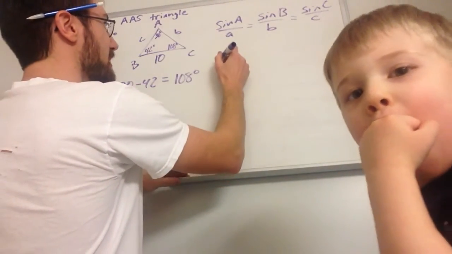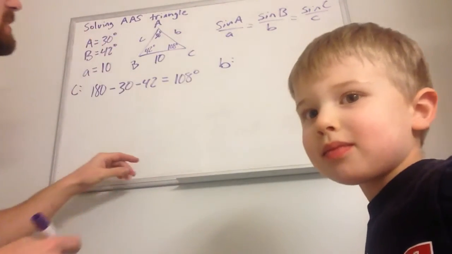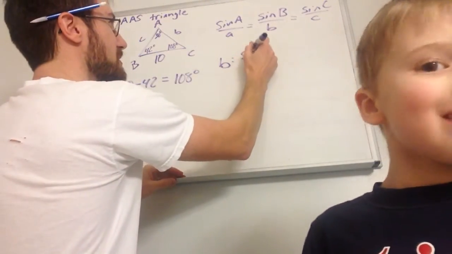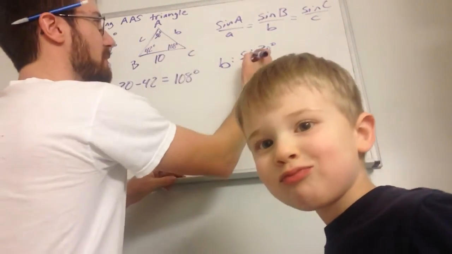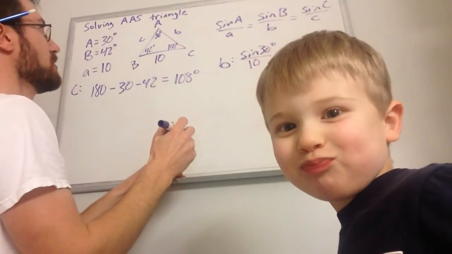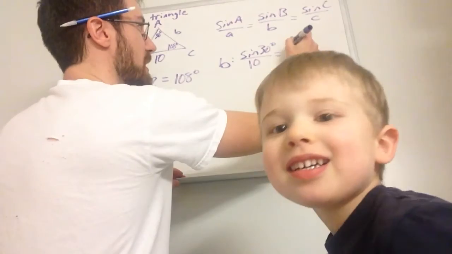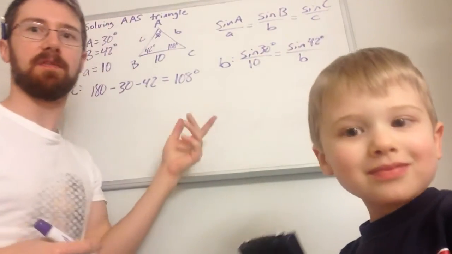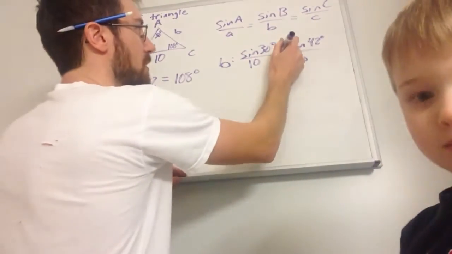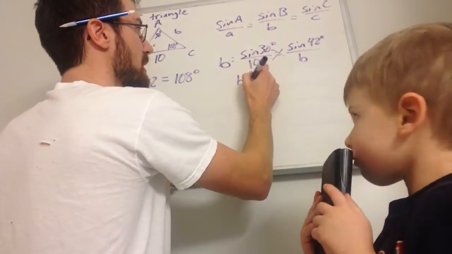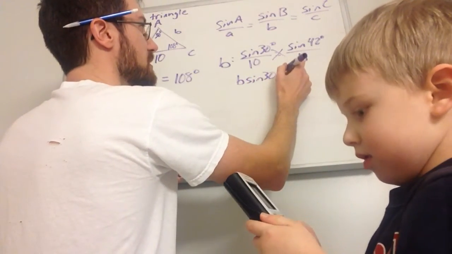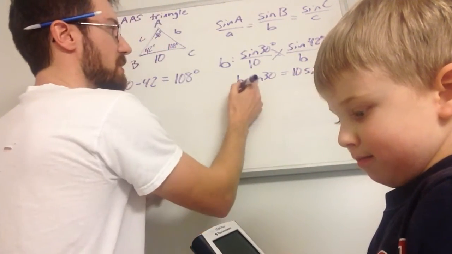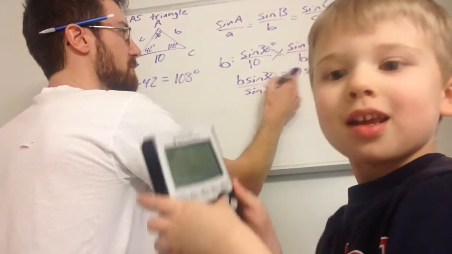Alright, so we figured out angle C. For side B, I'm going to set up my ratio using sine of A over A and sine of B over B. Angle A is 30 degrees, so sine of 30 degrees over my side A, which is 10, is equal to sine of 42, which is angle B, over my missing side B. I can solve this with cross multiplication. Cross multiplying, this becomes B times sine of 30 is equal to 10 times the sine of 42. Then to solve for B, I would divide both sides by sine of 30.